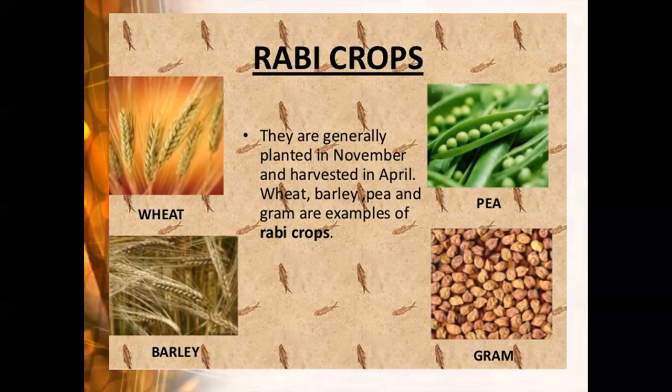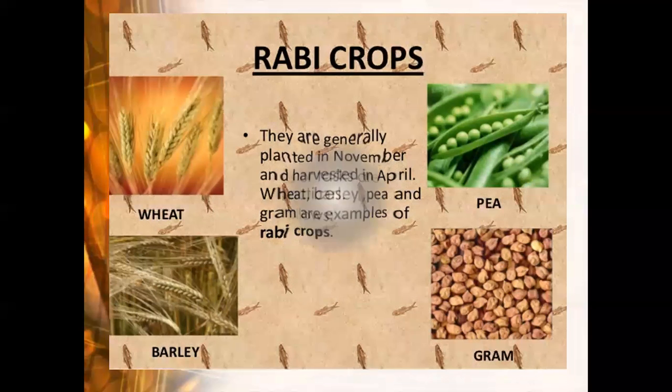Rabi crops grow in the winter season, and that's why they are known as rabi crops. Their time period is generally from October to March. Examples of rabi crops are wheat, gram, pea, mustard, and linseed. Here you can see various examples of rabi crops, isn't it?